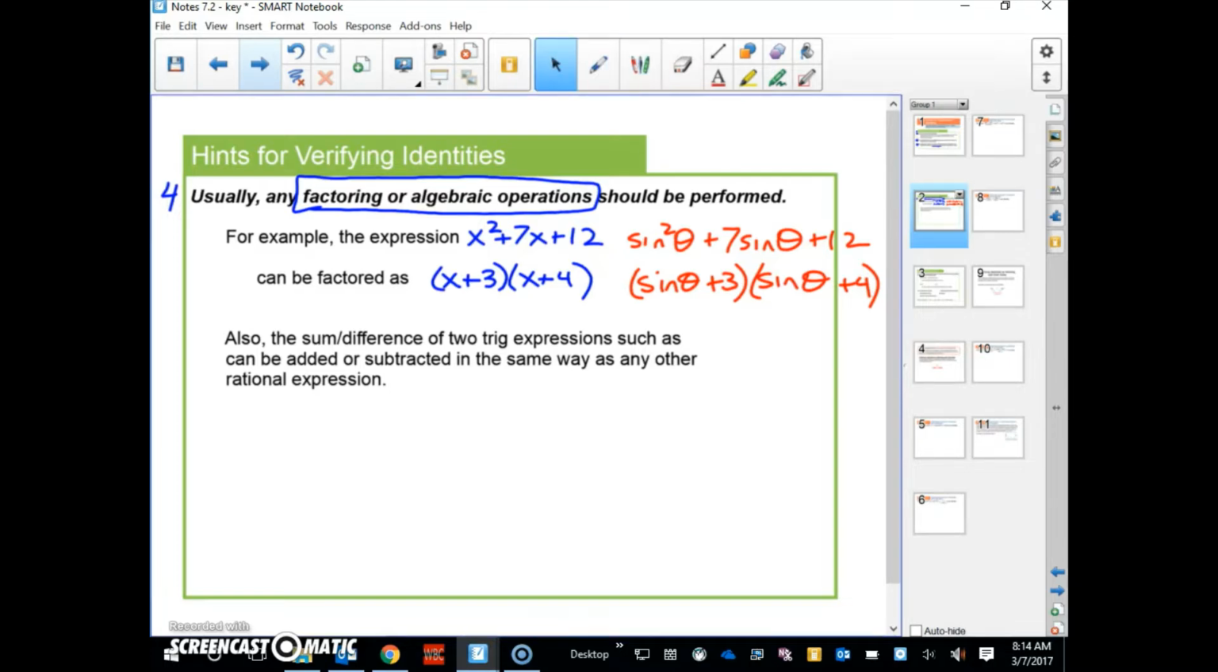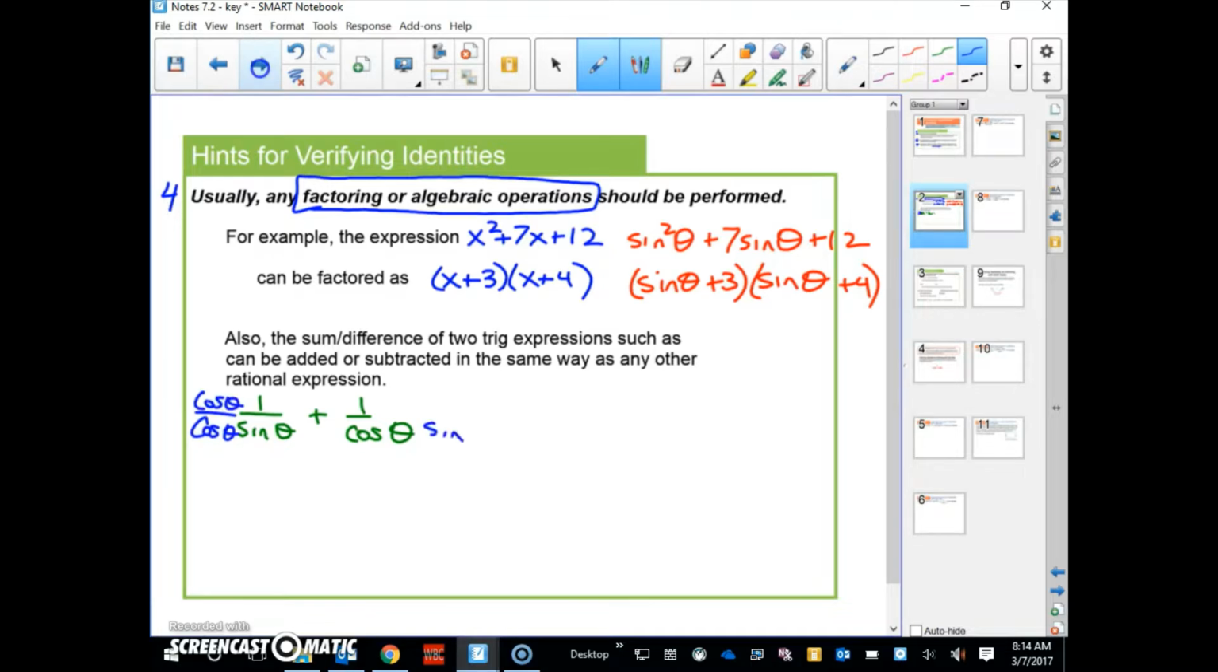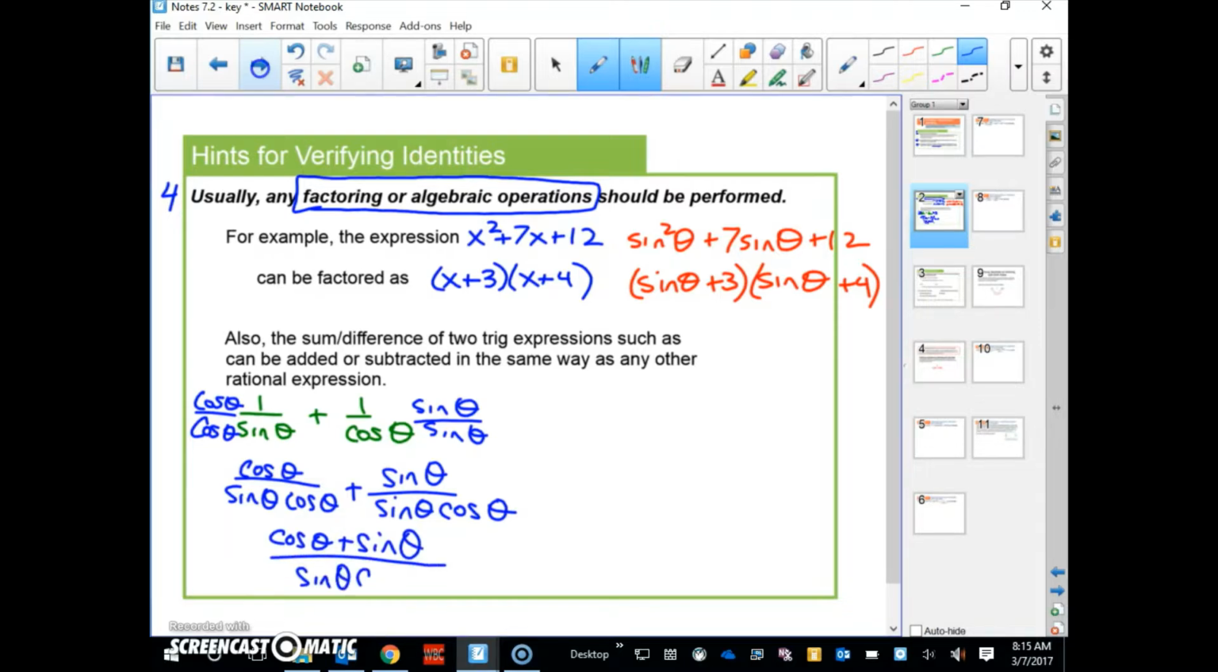Also, the sum or difference of two trig expressions can be added. We're talking about adding fractions. So if I had 1 over sine theta plus 1 over cosine theta, we're adding fractions. So treat this like you've always treated adding fractions. We would need a common denominator. So you would give this one a cosine theta and this one a sine theta, so that they have a common denominator. You'd have cosine theta over sine theta cosine theta, plus sine theta over sine theta cosine theta. And the usefulness of this is that those two fractions can now be combined. You've got cosine theta plus sine theta over sine theta cosine theta.